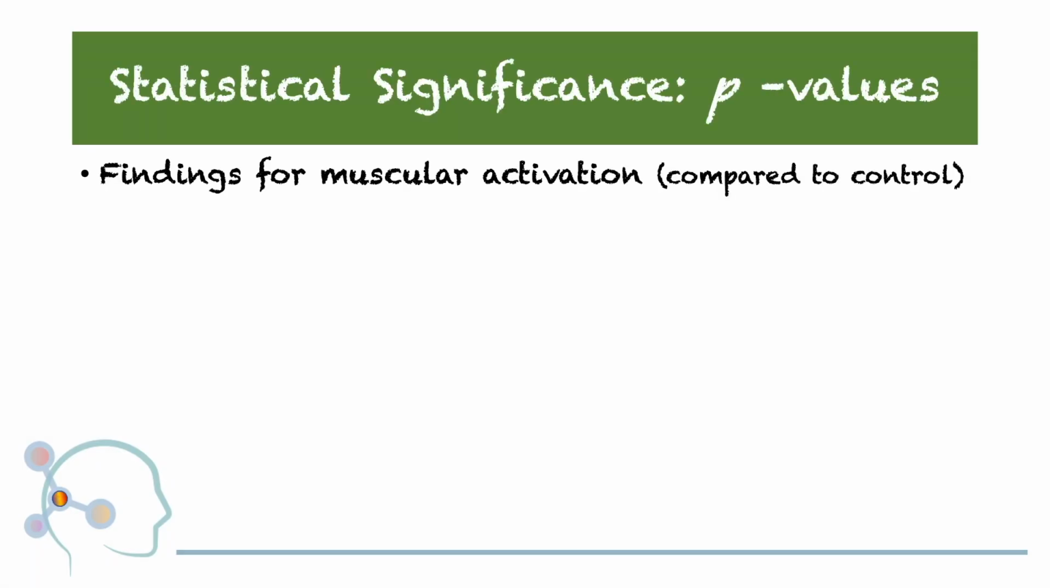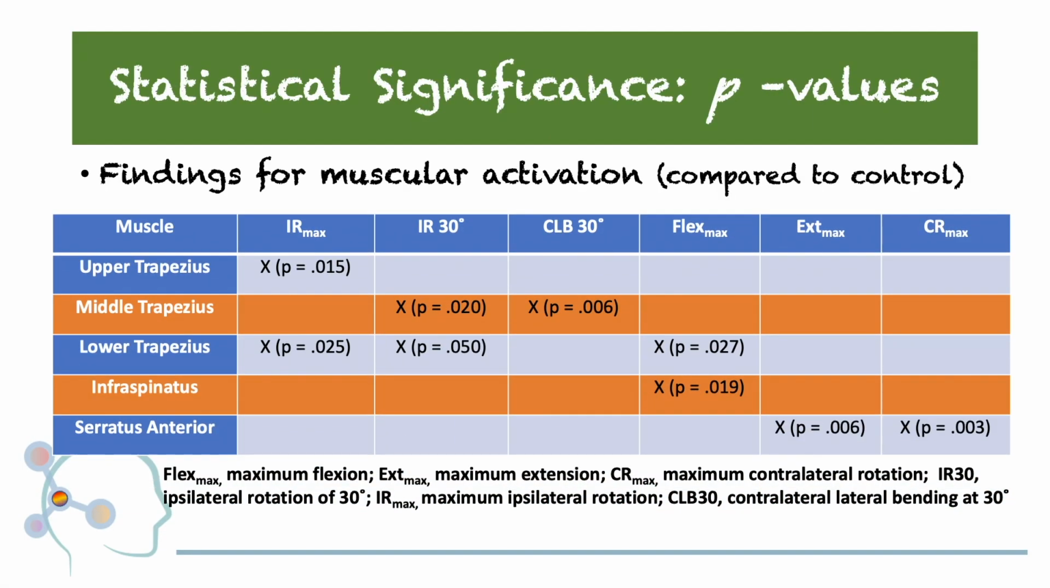Now let's have a look at the findings for muscular activation. This table illustrates 9 statistically significant increases in muscle activation across the trapezius, infraspinatus, and serratus anterior as they relate to specific trunk positions. So you can see if we start with the upper trapezius here, the upper trapezius activates more when the trunk is placed in a position of ipsilateral rotation maximally. Same thing applies for the lower trapezius.